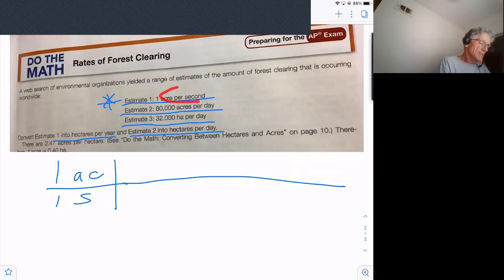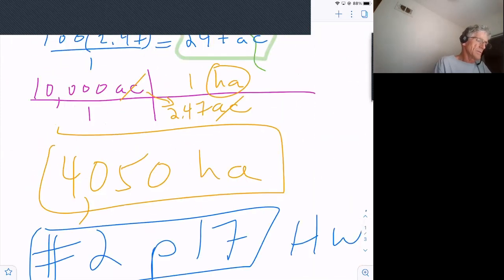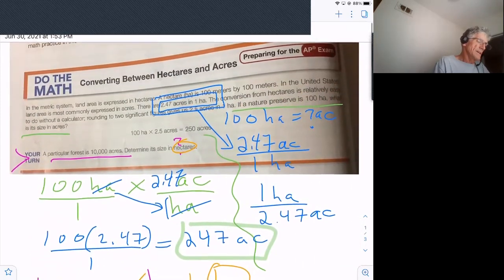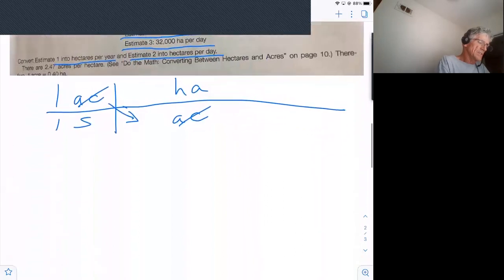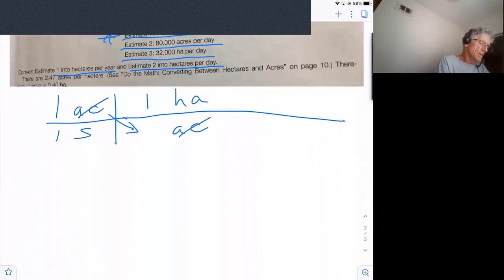So I want to change acres per second to hectares per year. So my final answer will have hectares on top and years on the bottom. So I don't want acres, so I'm going to cancel them out. And I want to change acres to hectares. And again, I don't remember, 1 hectare is 2.47 acres, that conversion factor. 1 hectare is 2.47 acres.